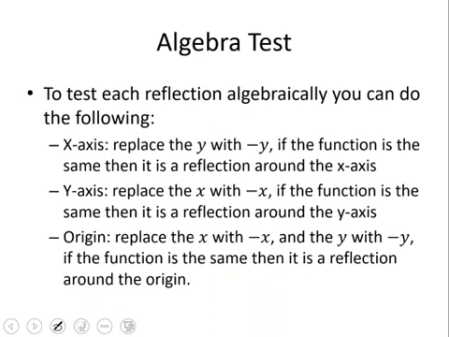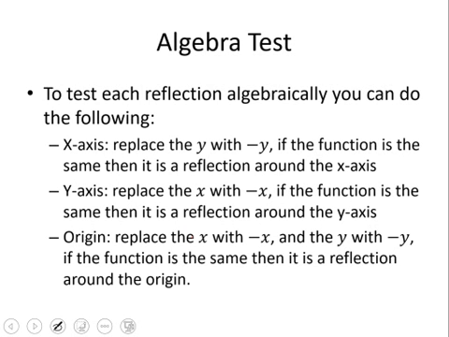But now we have to talk about what if we do it algebraically instead of graphically. If we want to do it around the x-axis, we have to replace the y with a negative y. If you replace the y with a negative y and you get the exact same answer, then yes, it is a reflection. Basically, if you plug that in and simplify the equation and it goes back to the original equation, it's a reflection around the x-axis.